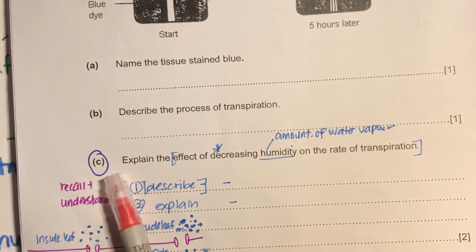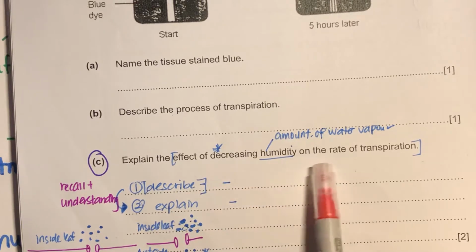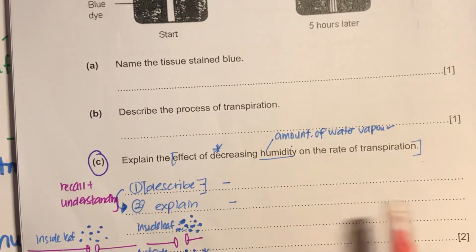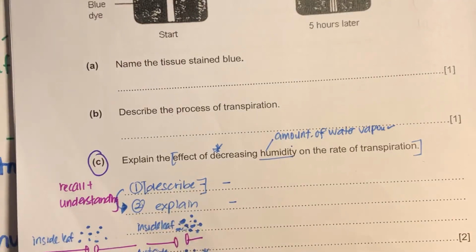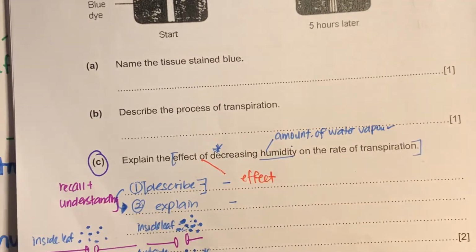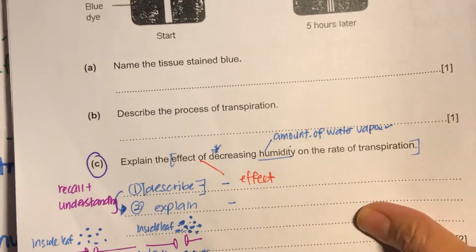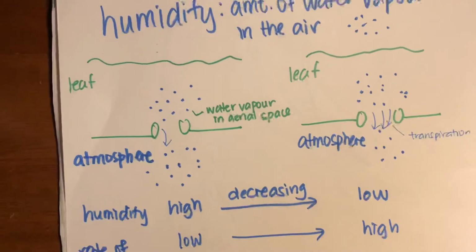Some of you asked about the question: explain the effect of decreasing humidity on the rate of transpiration. So the 2 marks go to, 1, describing the effect, where some of you didn't say what the effect was, and number 2, explaining it. So let's do a bit of revision for transpiration and humidity.